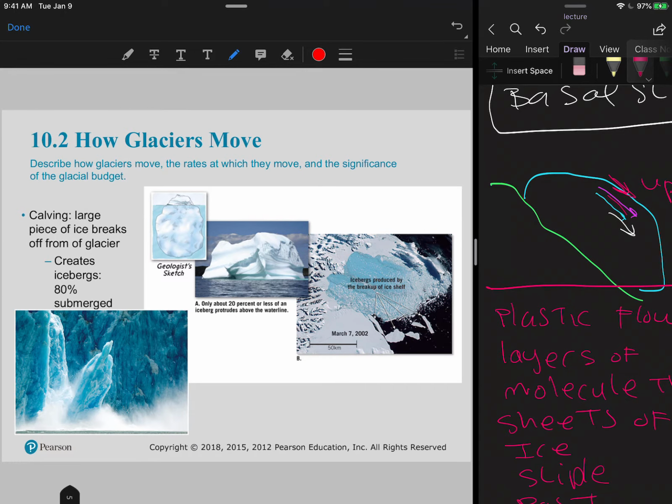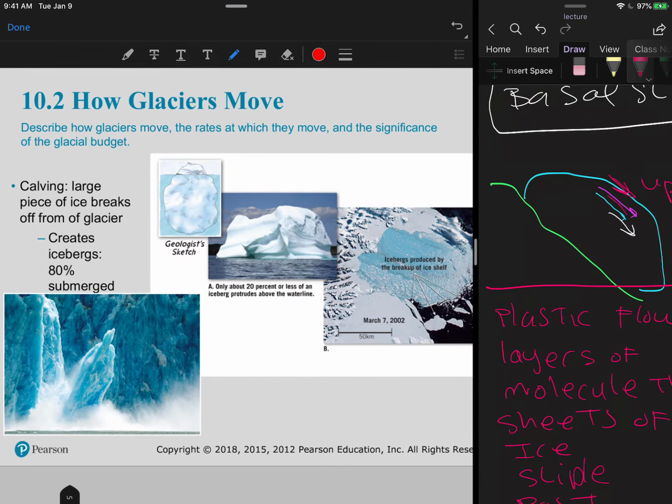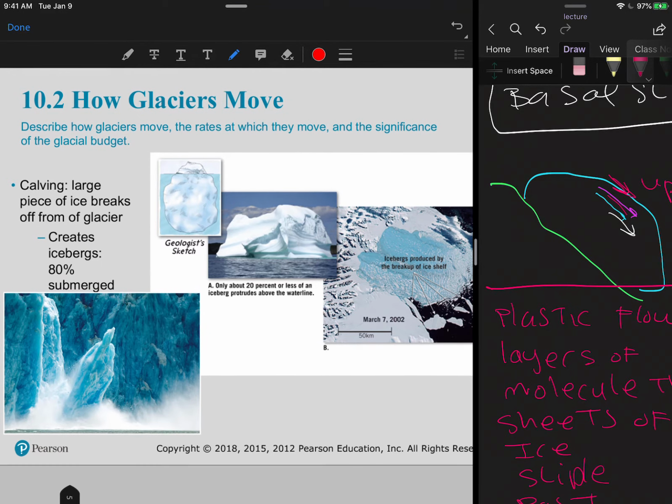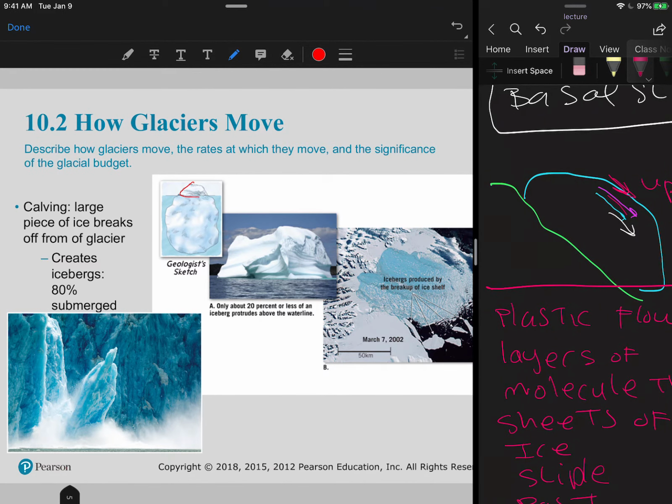So here, what you have is once the glacier reaches a certain point, it breaks apart, and that's called calving. And that calving is what creates icebergs. And remember, however much you see of an iceberg, the biggest portion of the iceberg is submerged underneath the water. So about 80% of the iceberg is actually submerged underneath the water.